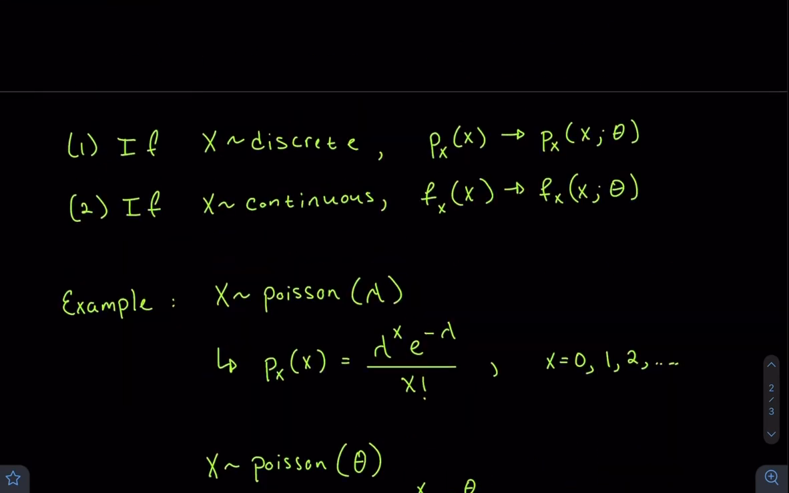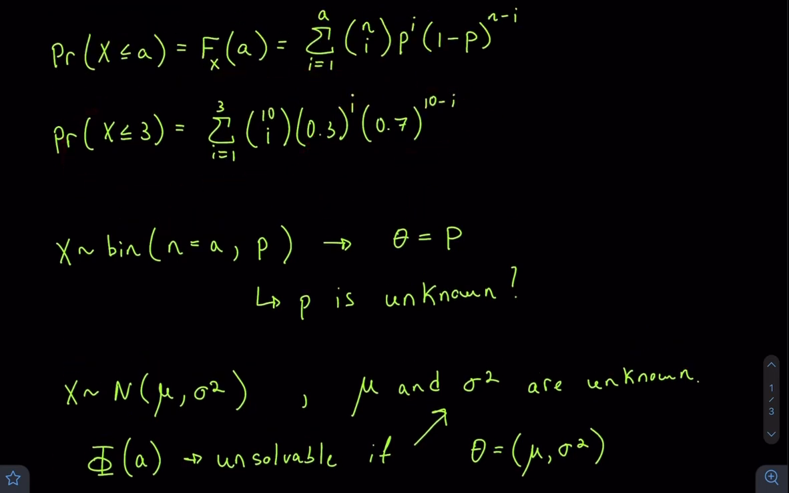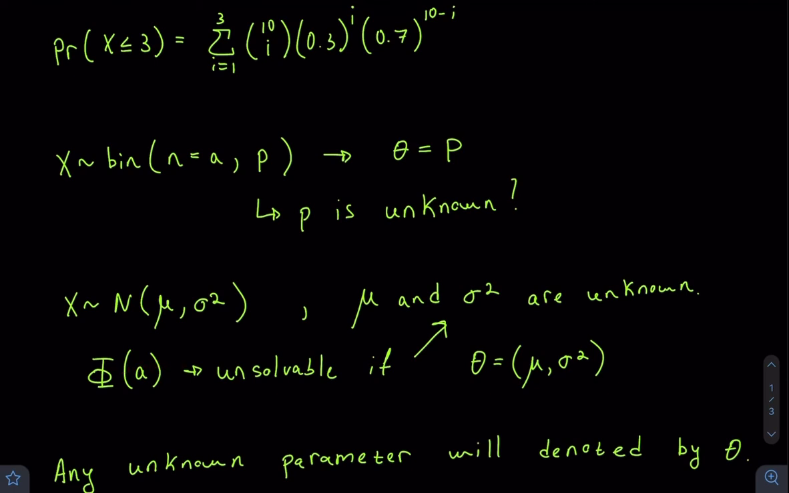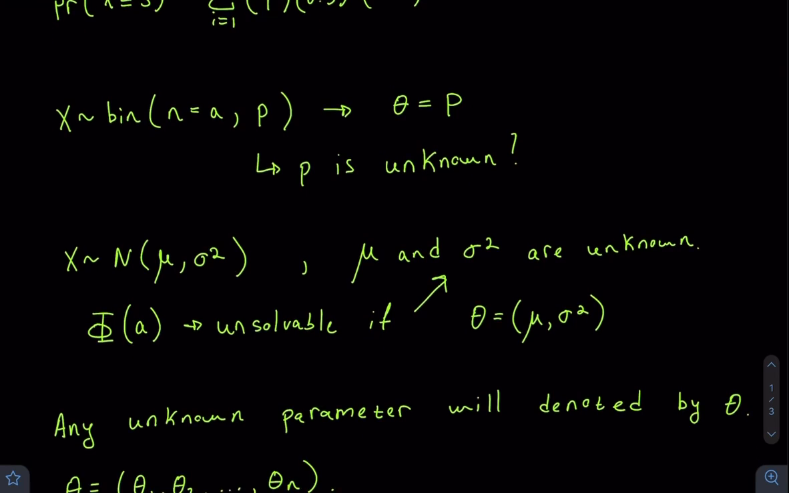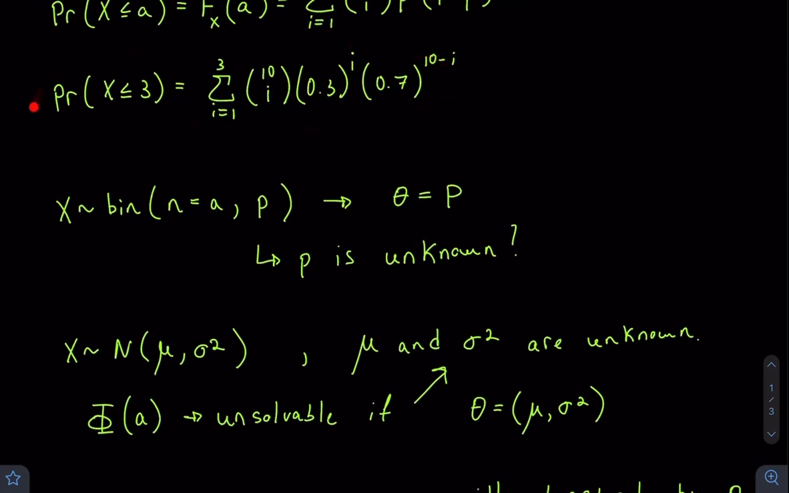With unknown parameters, as we talked about, probabilities such as this, if x is binomial, or this, when x is normal, are unsolvable. And we want to find a way to calculate these probabilities at least approximately. The way we can do that is by estimating the unknown parameter. If we could find a method to find a great estimate of our unknown parameter theta, then these probabilities will at least approximately be equal to the actual probabilities if we had known what the true parameter is.